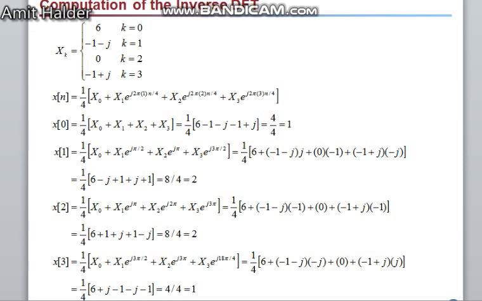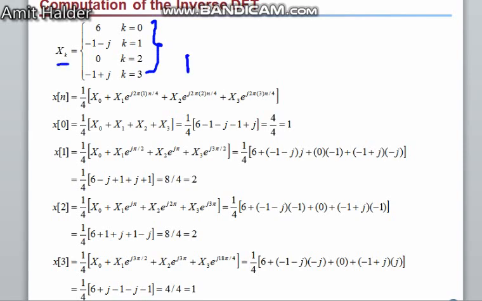Let us find out from the previous math. We have the sequence Xk with values 6, minus 1 minus j, 0, minus 1 plus j, for k equal to 0, 1, 2, 3. When you transfer this, you get this value in the math part of your question or any kind of math problem. They want you to compute the inverse DFT to find out the input sequence. So get the Xk here.